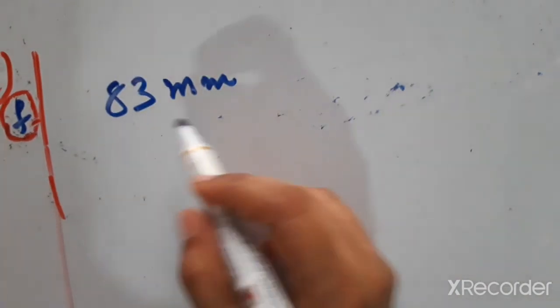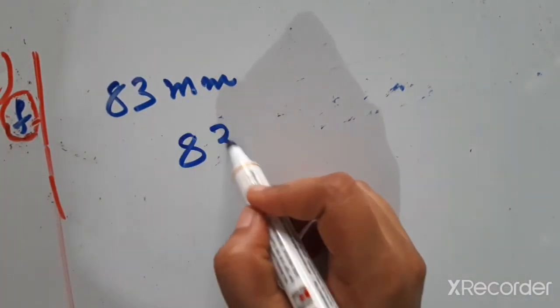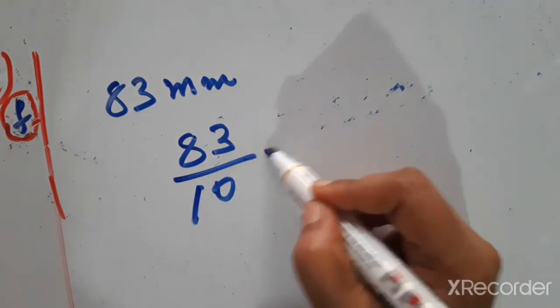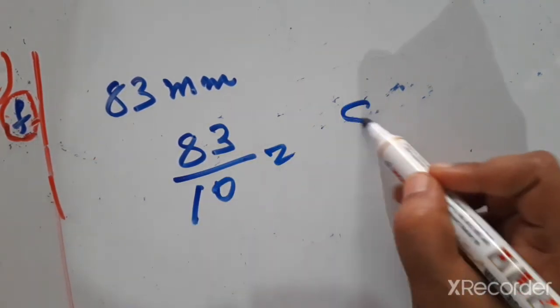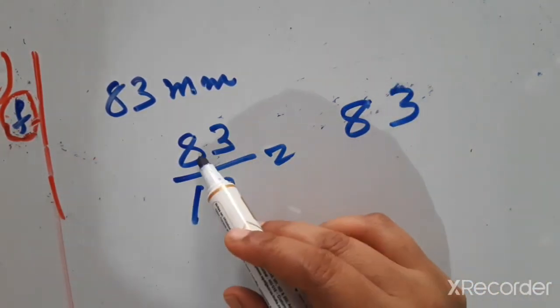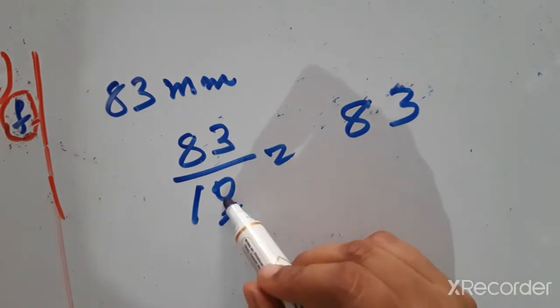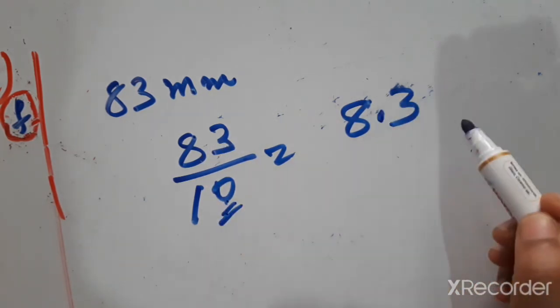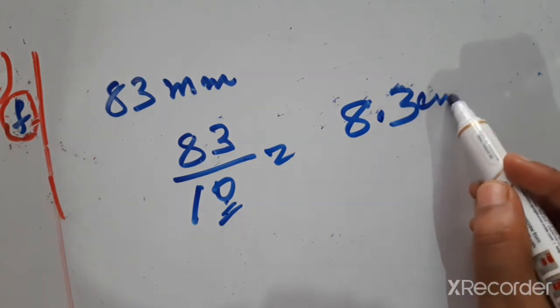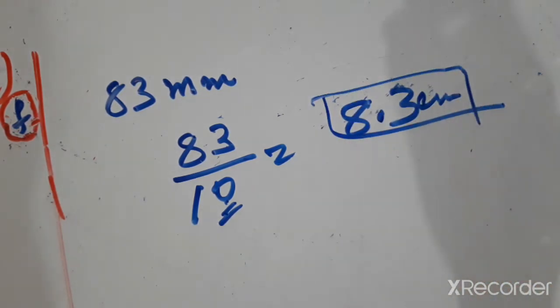Next F1, 83 millimeter. Convert into centimeter means 83 by 10. When it is in tens form, you can directly divide it. We write the numerator 83 first, and dividing by 10 means one number after the decimal point. So 8.3 centimeter. Okay, next question is to write the following decimal as a fraction, and that is over.